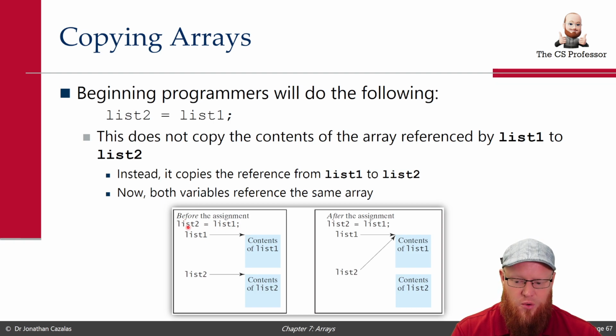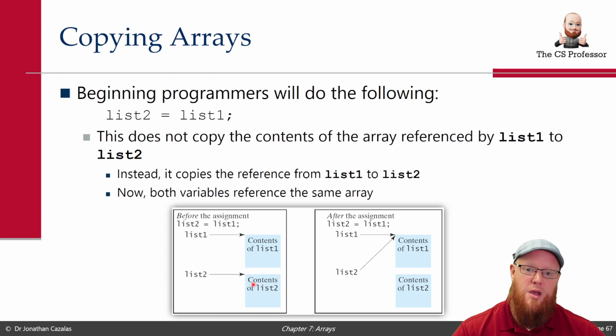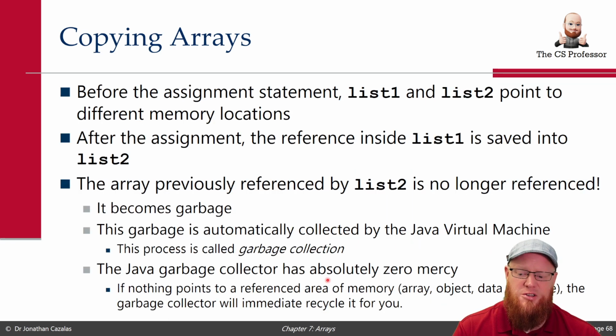So if you notice down here, before the assignment, list 1 is pointing to some array. Maybe it's an array of size 10 integers. List 2 is pointing to some other array, maybe an array of 10 doubles. Well, after the assignment, it says take whatever is in list 1, which is an address to the beginning of list 1 in memory in the heap. It's taking that address and saving it into list 2. The consequence of which is both list 1 and list 2 will now point over to the array that is referenced from list 1. So that's actually what happens.